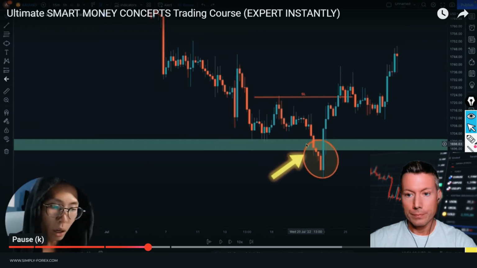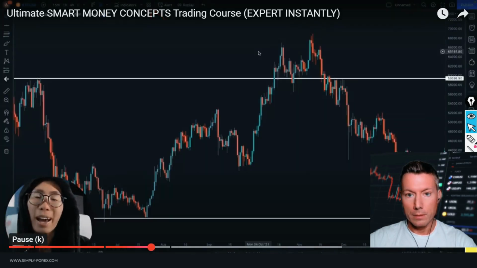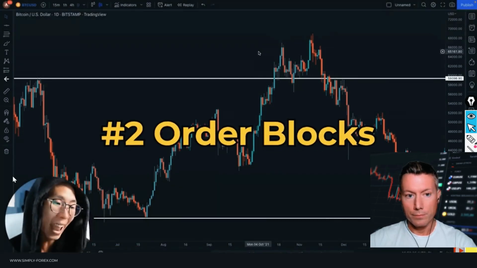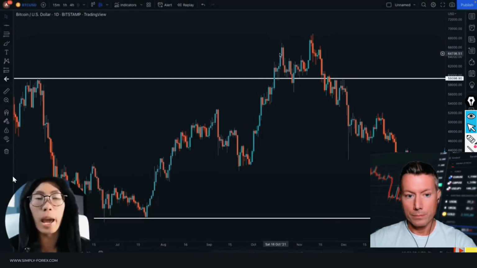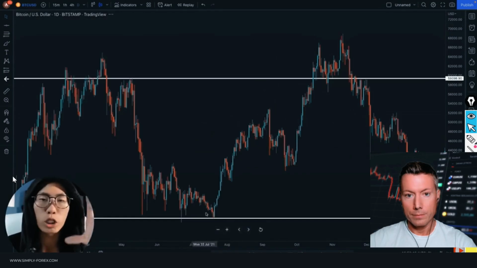Somewhere right around here and make money as price goes to the moon. The second method to find a key area of interest is by using order blocks. So an order block is basically an area where the smart money and big banks like to enter and exit. So how do you spot order blocks?